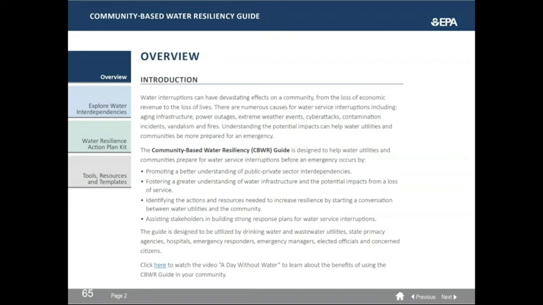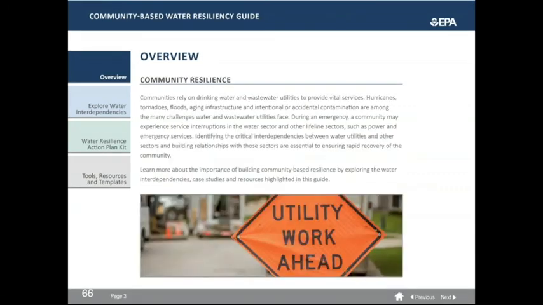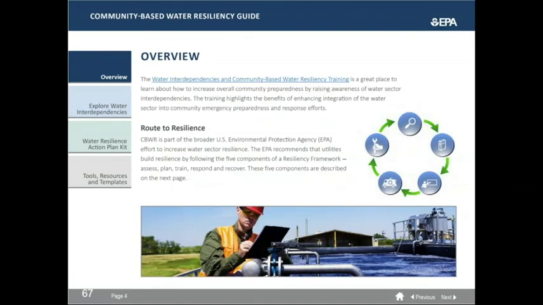So this gives an introduction similar to the training of CBWR and what it can do to help your community. We walk through community resilience and the need. And we also go over kind of the roots of CBWR within the EPA, our route to resilience, which helps bolster a resiliency framework of assessing, planning, training, responding, and recovering. Nishad had mentioned these 5 components earlier on before we went through AWEA, and this is so important when planning and preparing for any potential type of water loss.